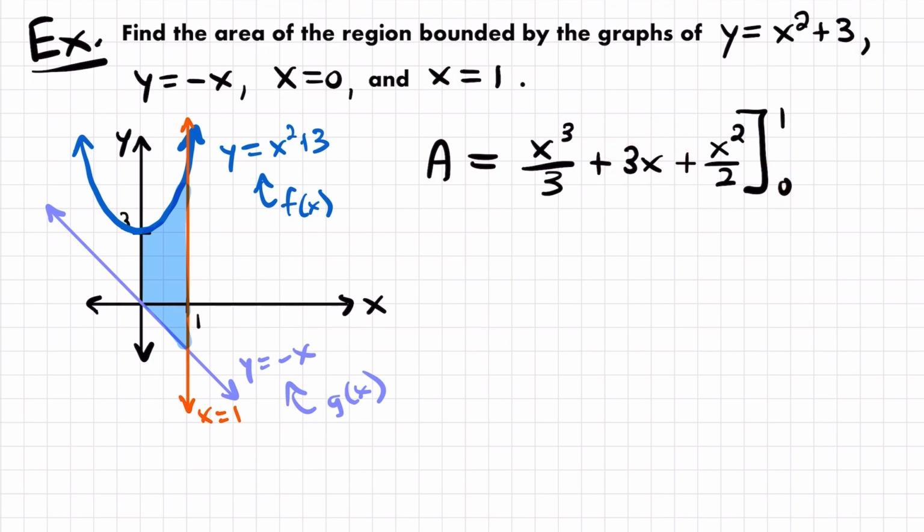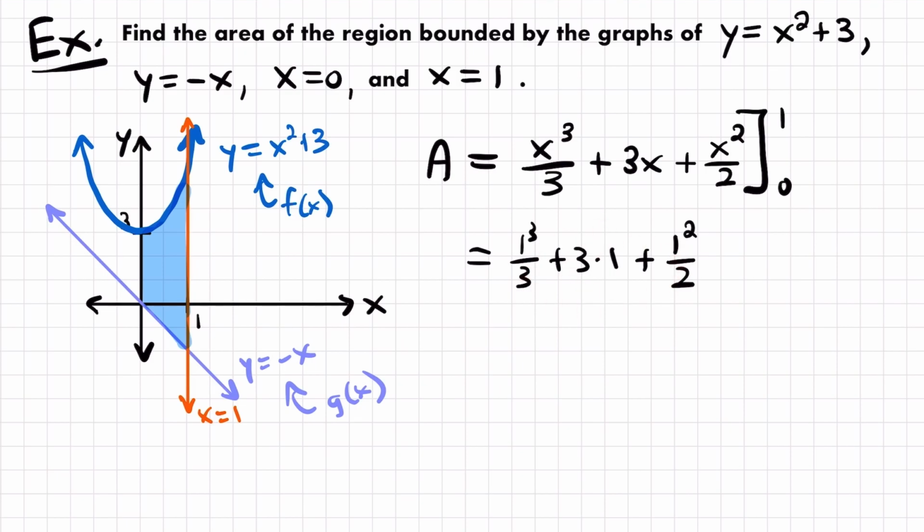And so if we plug in 1, this will be equal to 1 cubed divided by 3 plus 3 times 1 plus 1 squared divided by 2, and then we're done plugging in 1, right? I just replaced each of these x's with 1, and so that's how we got this expression right here.